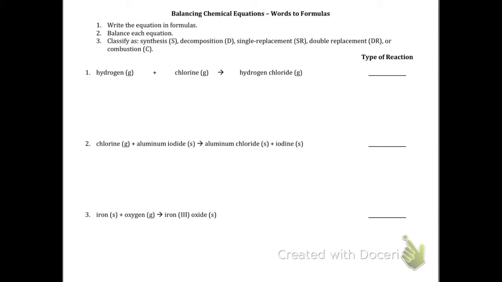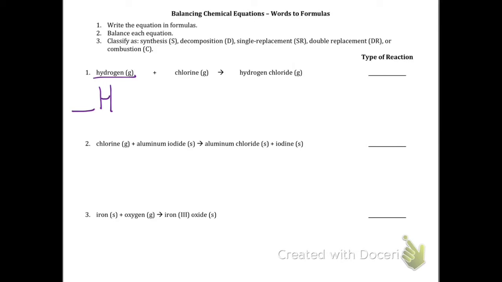Okay, last thing is to learn how to write chemical reactions from scratch. So here all we have are just words, and we have to transfer those words into formulas, balance it, and identify which type. So it's a lot of things putting it all together. So for example, here's hydrogen. So I'm going to draw a line because we have to balance it later, and I'm going to write hydrogen.